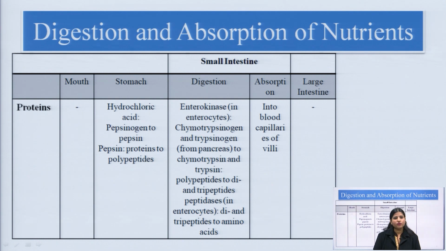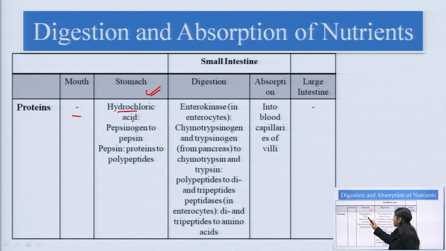Now, see the proteins. As I told you for the carbohydrate, in a similar way for the protein, in all these 4 sections, the mouth, the stomach, small intestine and large intestine, what is going on in these 4 parts with this particular protein? So, see, in the mouth there is nothing going on with the proteins, because no enzyme is present for metabolizing the proteins in the mouth, in the saliva. So, we will start with the stomach here.